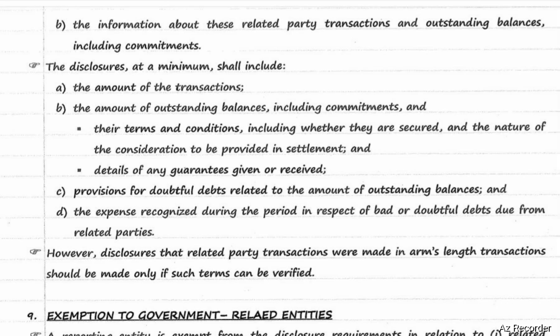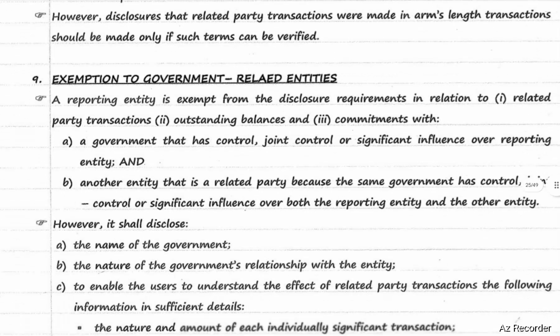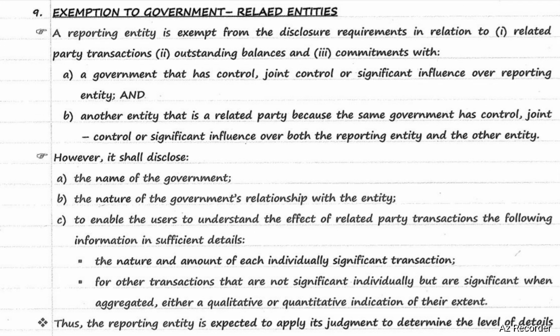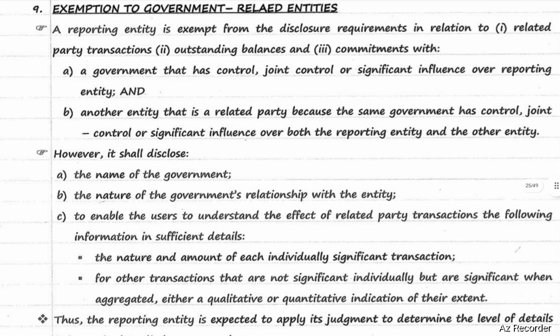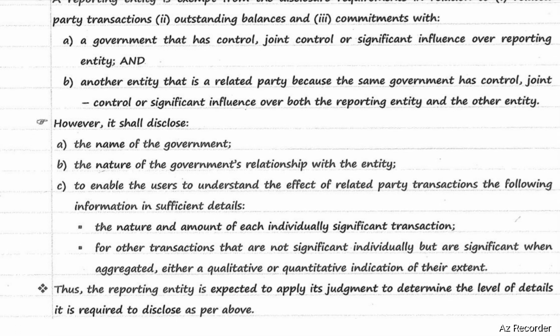Next, exemption available to government related entities. A reporting entity is exempt from disclosure requirements in relation to related party transactions, outstanding balances, and commitments with a government that has control, joint control, or significant influence over a reporting entity, and another entity that is a related party because the same government has control, joint control, or significant influence over both the reporting entity and the other entity. However, it shall disclose the name of the government and the nature of the government's relationship with the entity to enable the users to understand the effect of related party transactions.